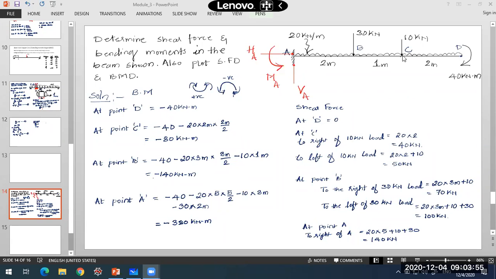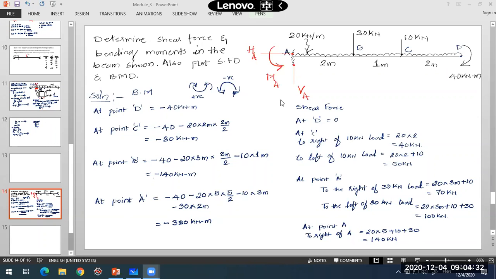And when I move to point C, the value of bending moment is minus 80. Minus 40, due to this UDL, it is coming out to be 20 into length of UDL into 2 by 2, half the length. It will be acting at the center of this length. So moment will be that total load multiplied by the distance. Total load is 20 into 2 into this 2 by 2. So minus 80. And when I come to point B, it is minus 140, and at A it is minus 380, which will be equal to this MA reaction at A.